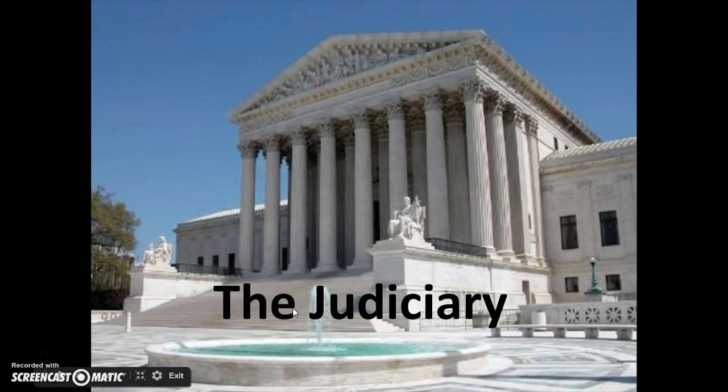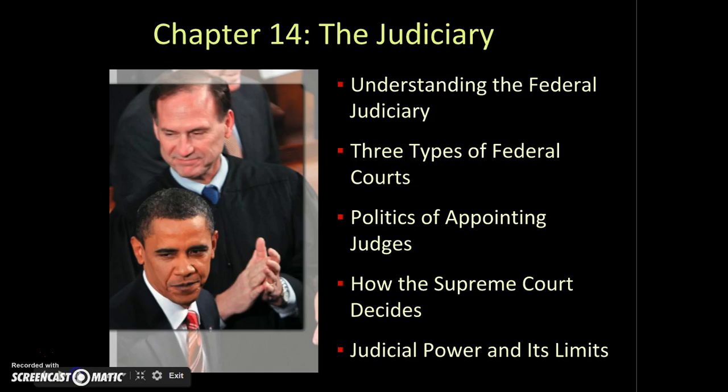So this chapter is about the judiciary. When we look at how the chapter is going to break down, we're going to talk about understanding the federal judiciary. There's a lot of misconceptions because we focus way more on the Supreme Court than any other aspect of the courts. We're going to talk about the different types of courts, the politics of what goes into appointing judges. Obviously, we've already talked a lot about that with Justice Scalia, so you already have a good understanding of that part. And then how the Supreme Court works and decides things, and the judicial power and the limits that they have.